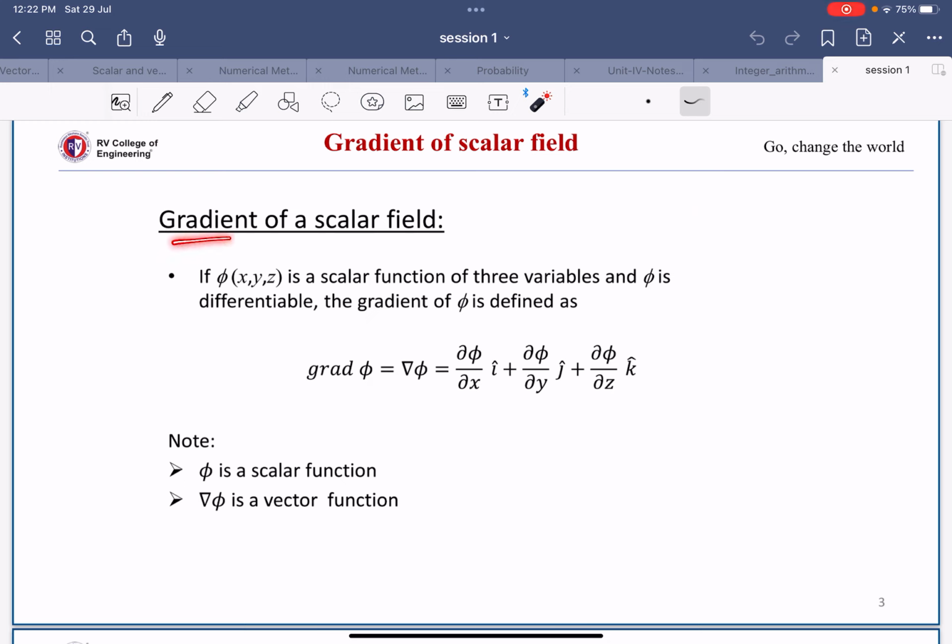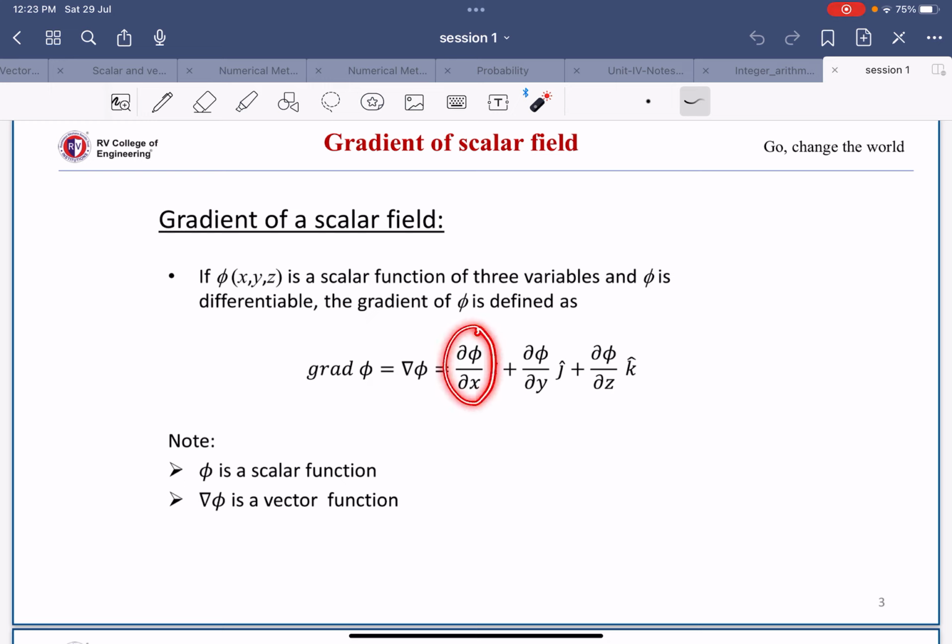So the gradient of a scalar field is defined as follows: if phi of x, y, z is a scalar function of three variables and phi is differentiable, then the gradient of phi, written as grad phi or del phi or nabla phi, all represent dou phi by dou x into i cap plus dou phi by dou y into j cap plus dou phi by dou z into k cap.